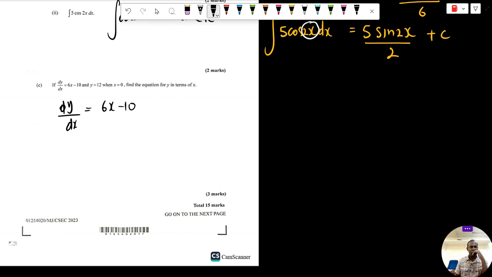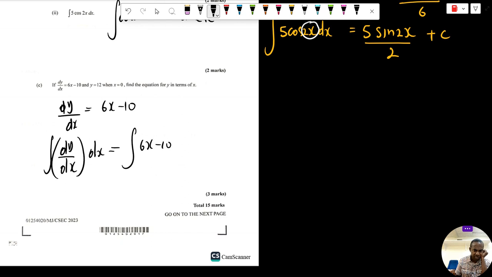Now, what we will do is we'll say that the integral of dy/dx with respect to x is equal to the integral of 6x minus 10 dx, right? Now, many persons, when approaching such a problem, would say, well, you separate the variables and you bring the dx over to the other side to keep the dy by itself. But sometimes that may give the impression that dy/dx is like a fraction, and you can basically separate the numerator from the denominator and things like that. So I just prefer to integrate both sides.